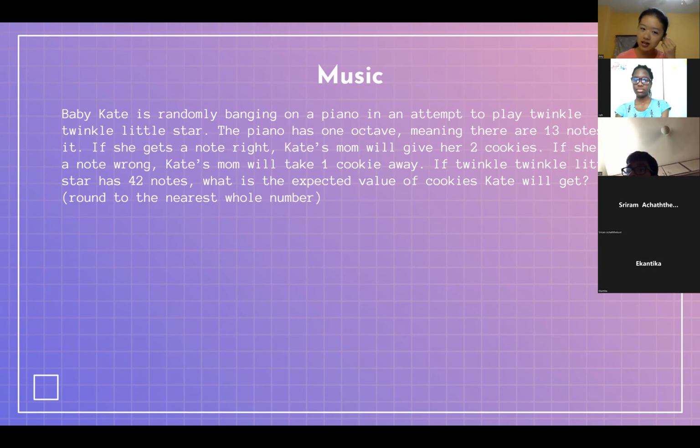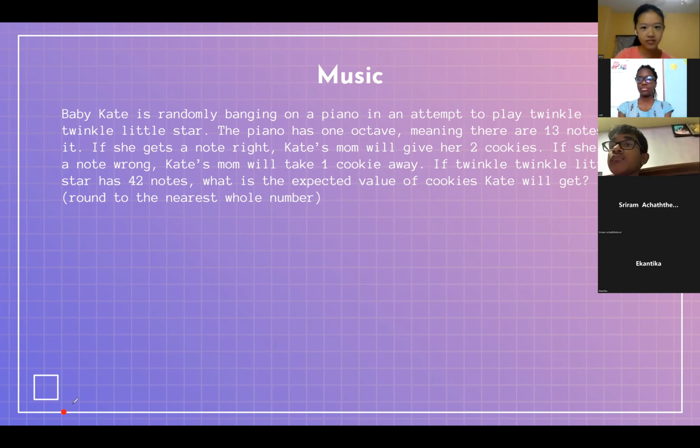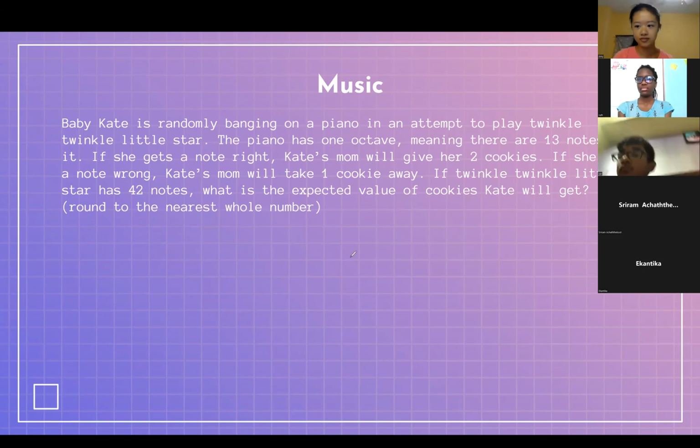If you haven't learned expected value yet, it's basically literally the expected value of cookies. You use the probability of an event happening and you multiply it by the outcome, and then you sum all those together. If you don't understand that, I'll walk it through. Oh, for 13, we mean including the black keys.